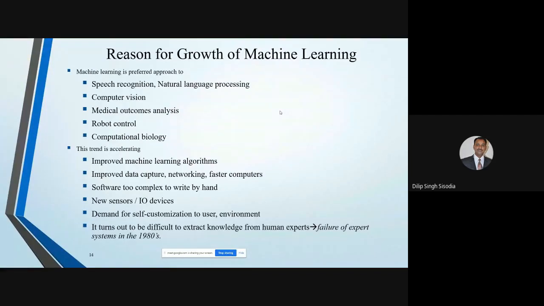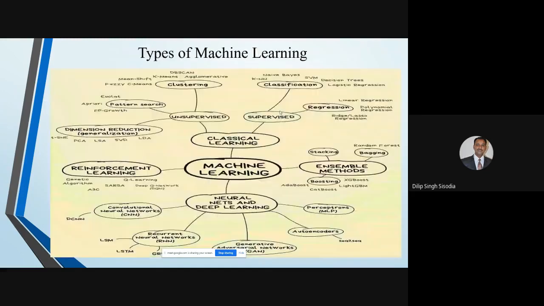Software too complex to write by hand, so even this ML process is automated. Now we don't need to design an ML model. AutoML is a new field, you may have heard about it, where it automatically tests everything, compares the performance and evaluates. So AutoML automatically does all these tasks, meaning the whole machine learning task is now automated with the help of AutoML. New sensors, input output devices, demand for self customization to user environment. So these are the reasons for the growth of machine learning.